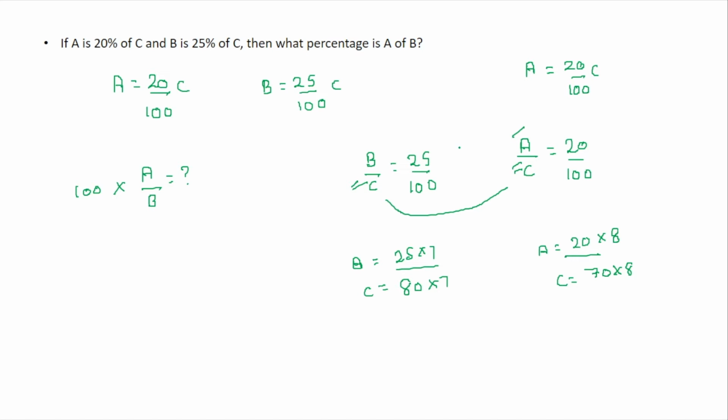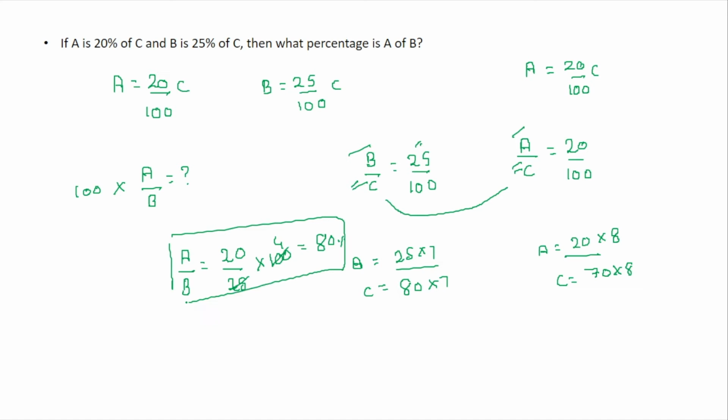You get the value of A, now you get the value of B, and you can simply put them in and find the answer. Then they ask, what percentage is A of B? So A by B is how much? A is 20 and B is 25. So 20 by 25, and to convert it into percentage, multiply by 100. This comes out to be 80%. So the value of A by B is 80%. A is 80% of B. You can simply say this.